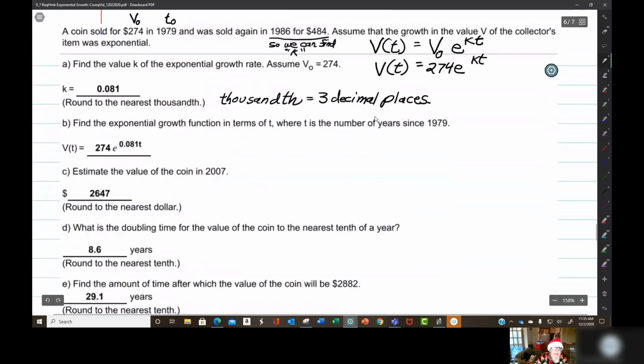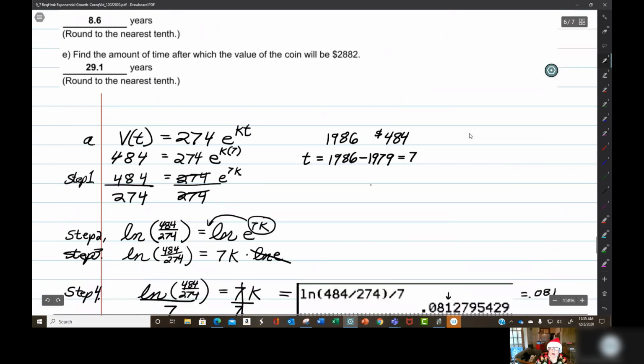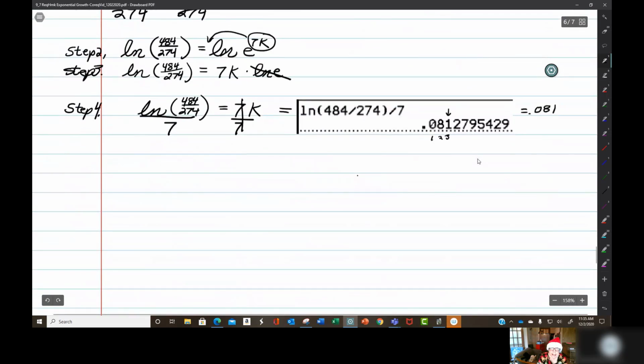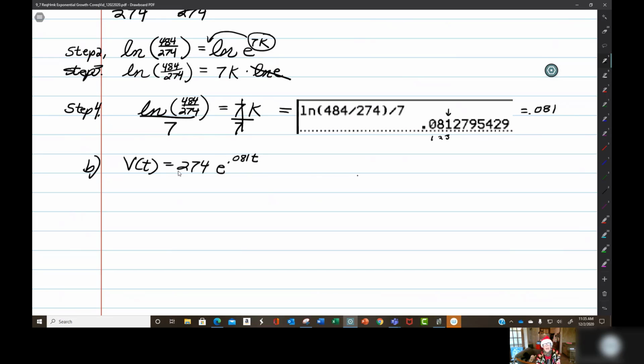All right, let's look at part B. Find the exponential growth function. So all you have to do is put your k into the function. So part B is just going to be V of t equals 274 e to the 0.081t. You just put in your k. You had the other numbers.